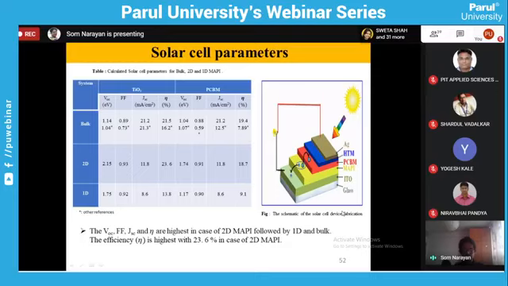So we calculated the solar parameters with two configurations, TiO2 and PCBM, as the hole and electron transport materials. With that we found that the highest efficiency we got for the two-dimensional material is 23.6% in the case of TiO2, which is also well matched with other experimental works.